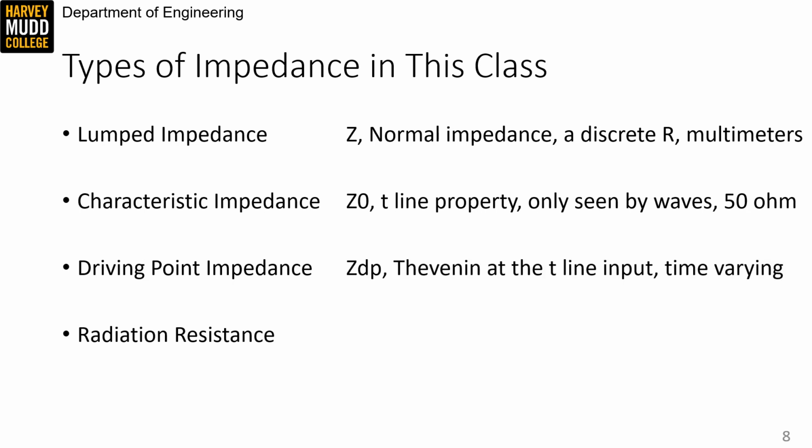Driving point impedance is a fancy version of Thevenin impedance. This is the impedance that a driver perceives when it looks into a length of transmission line. It's important because we're going to see that the driving point impedance can change with time as left traveling waves go back to the driver.